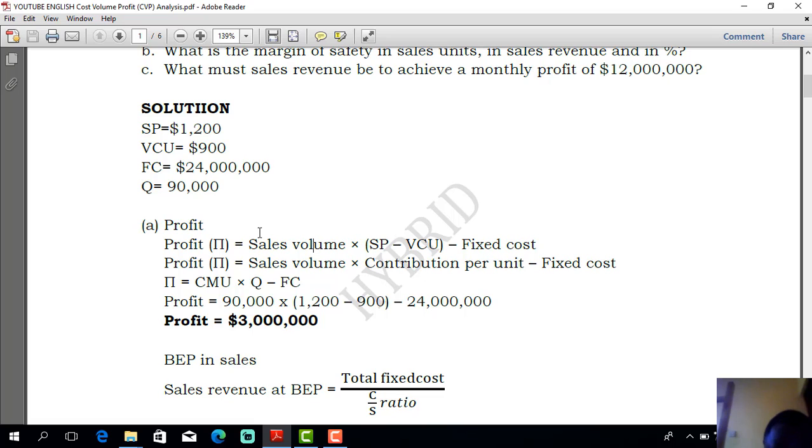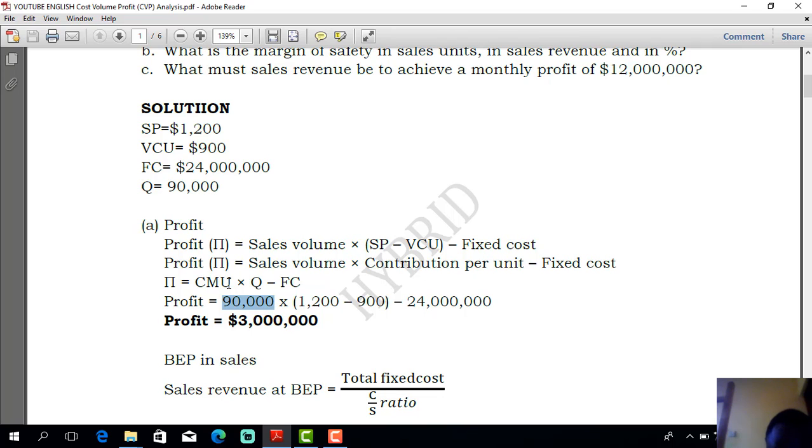So we'll have profit equals sales minus variable cost minus fixed cost. But sales minus variable cost gives us contribution. So you can just write it this way, that profit equals sales volume times contribution per unit minus fixed cost. This pi here is just an abbreviation of profit. So profit equals contribution margin per unit, CMU, times Q, which is sales volume, minus fixed cost.